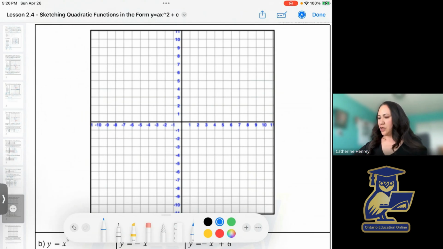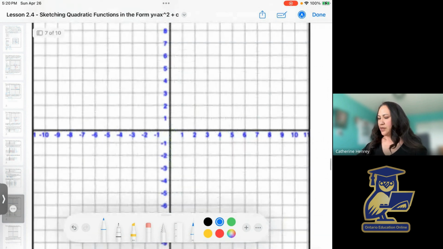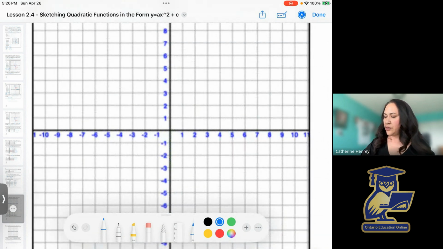I'm going to try and use different colors. So I will put the standard parabola in blue, and we will go with, there's our vertex, (1, 1), (2, 4), and mirror that onto the other side. And so we have our parent function.